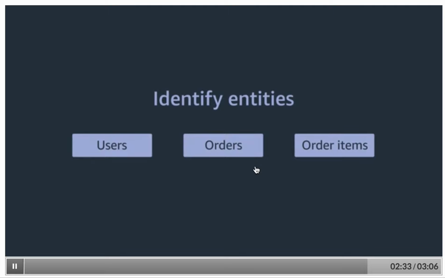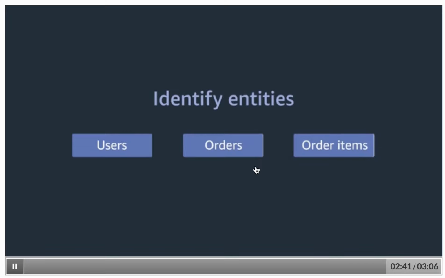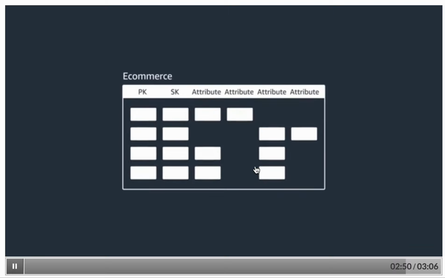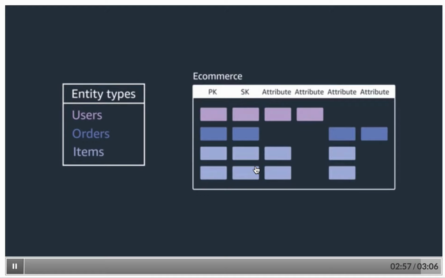As you begin to design a DynamoDB table for the e-commerce application, it's important to identify the entities associated with the application, such as users, orders, and order items, and you must also forecast the access patterns the application will require. When you know the application's entities and access patterns, you can then define the primary keys in relationship to the entity attributes. The request is to design a single DynamoDB table, so you need to determine how to model the table to handle multiple items or entity types.